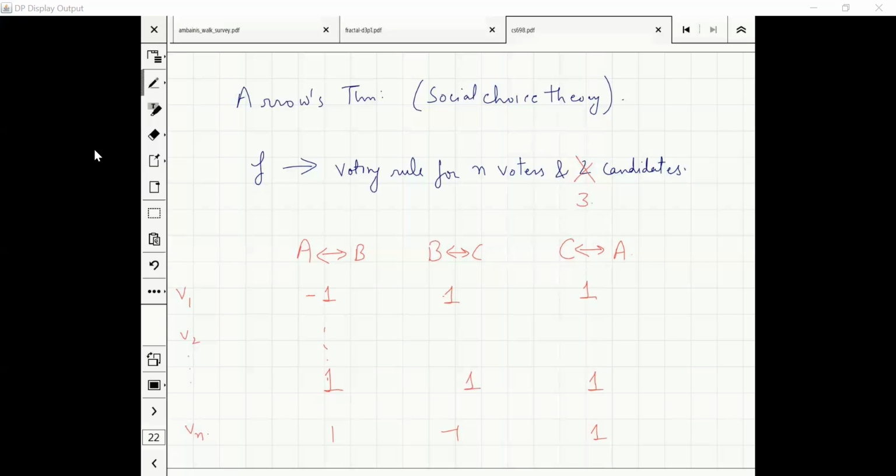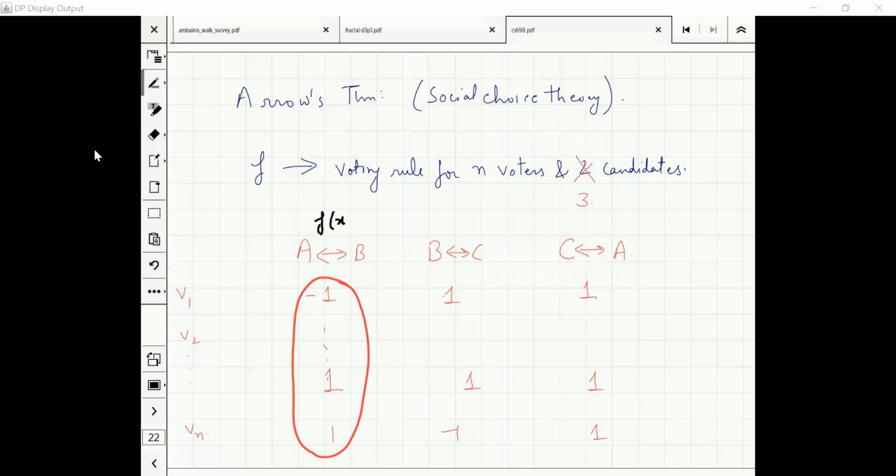Okay. And then what will you do? You will apply a Boolean function on the election A versus B. This will give me a winner of the election of A versus B. Let's call it f of x.